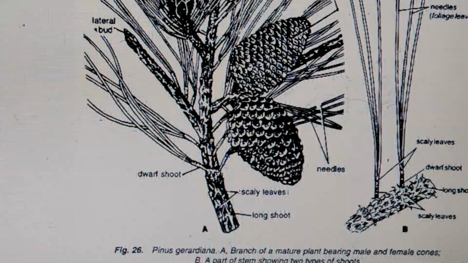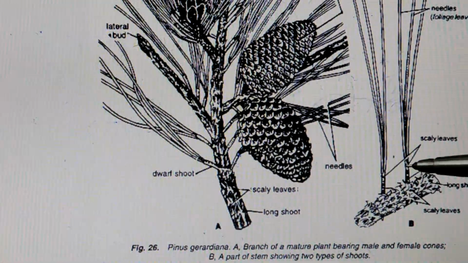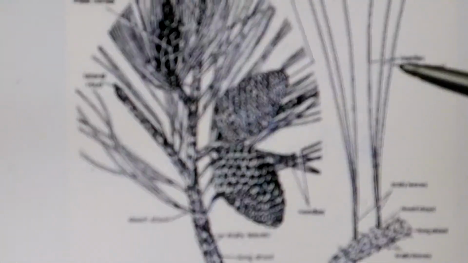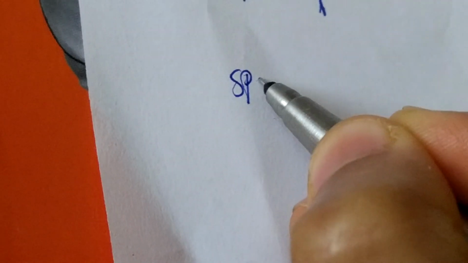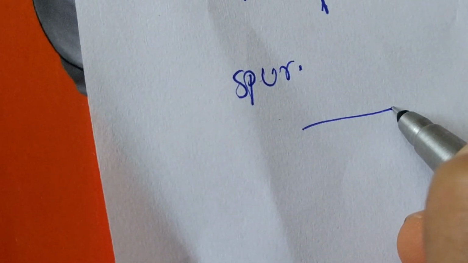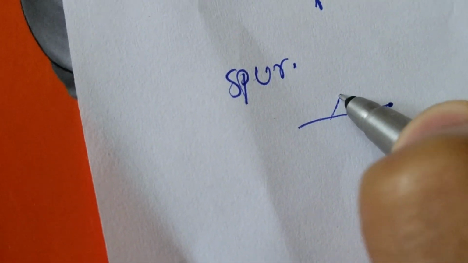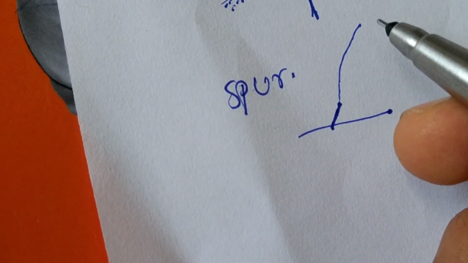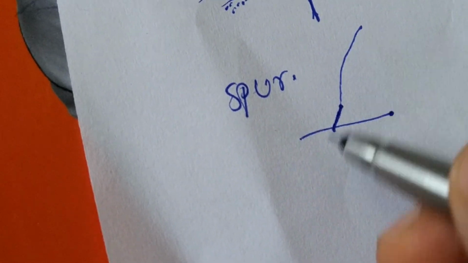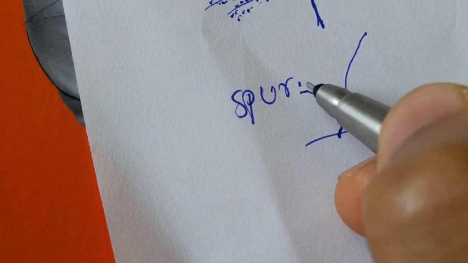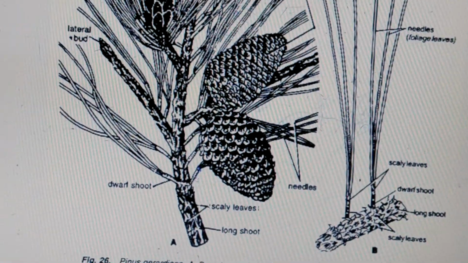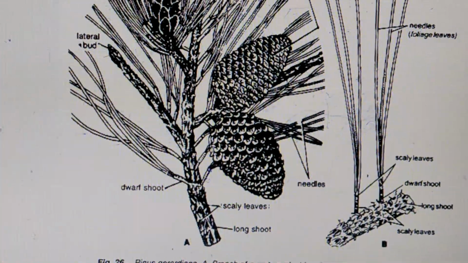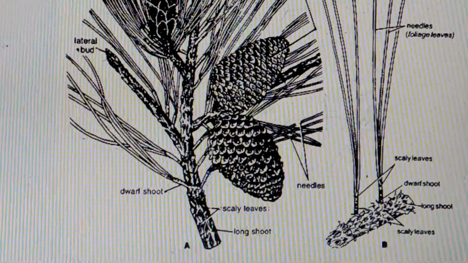Now a dwarf shoot along with this needle shaped leaf is called a spur. What is a spur? Spur is nothing but this: this is a long shoot. On the long shoot, the dwarf shoot arises. On the dwarf shoot, there is a needle like structure. This needle like structure along with this dwarf shoot is called what? Spur.